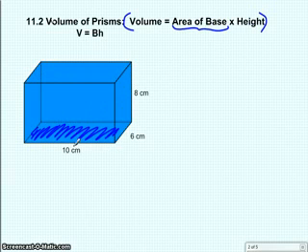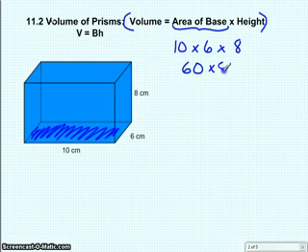So the base of this rectangle has a length of 10 and a width of 6. I'm going to multiply, and remember the area for a rectangle is base times height. So I'm going to multiply 10 times 6, and then to finish this formula, I'm going to multiply by the height of the prism, which is 8. So it's going to be 10 times 6 times 8. 10 times 6 is 60, times 8 comes out to be 480.